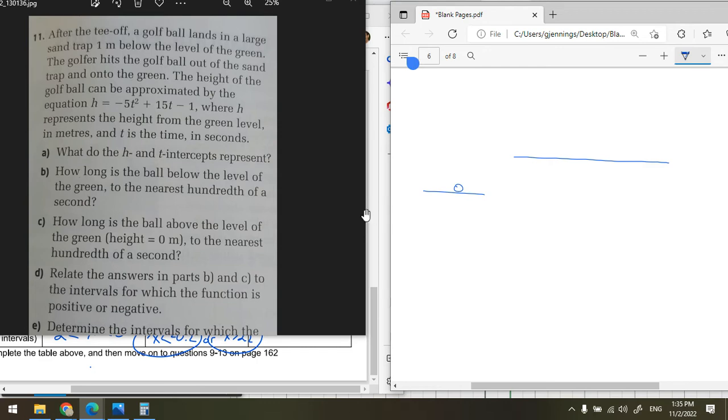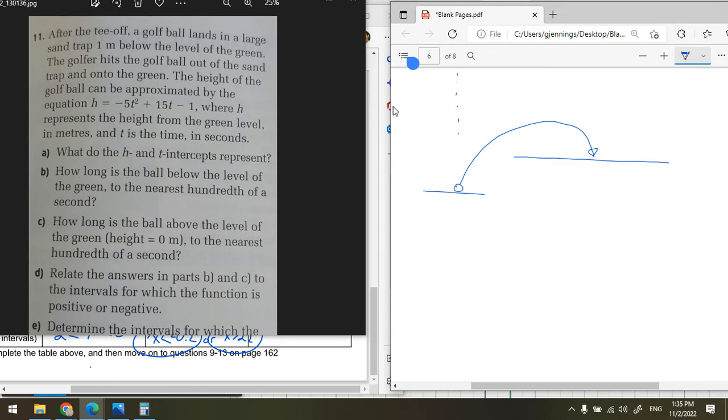The golfer hits the golf ball out of the sand trap and onto the green. So I don't know if you've seen a ball move through the air before, but it tends to move like that, in a parabola, okay? And the height of the golf ball can be approximated by the equation h is equal to negative 5t squared plus 15t minus 1.